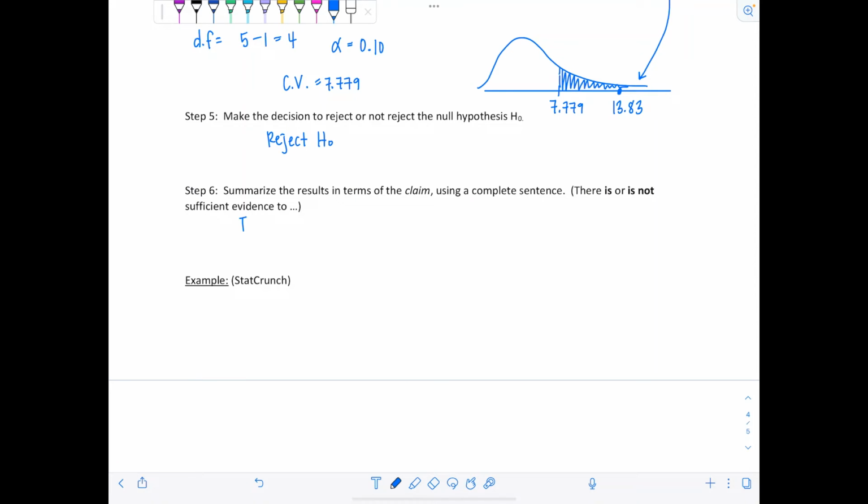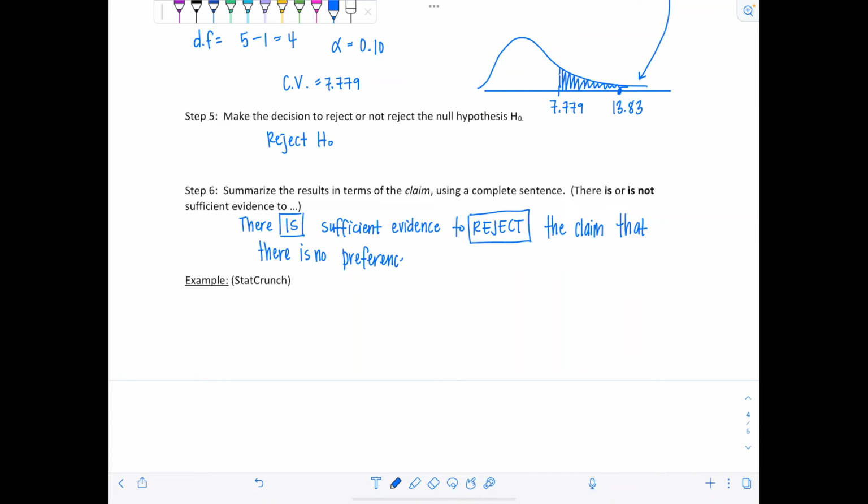So we'll say there is sufficient evidence to reject the claim that there is no preference between the 5 methods to combat drowsiness.